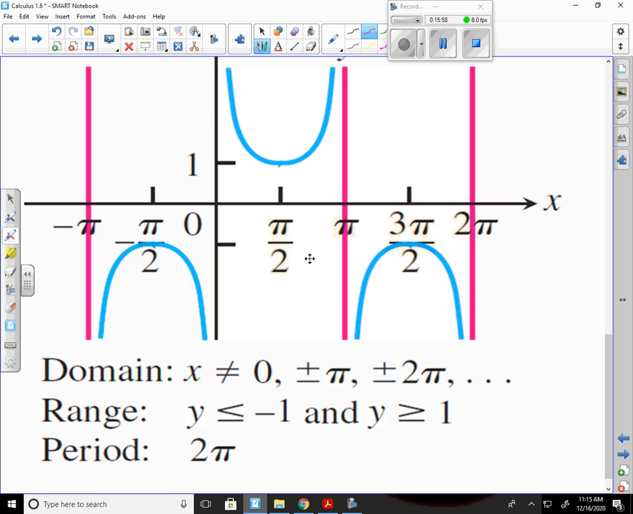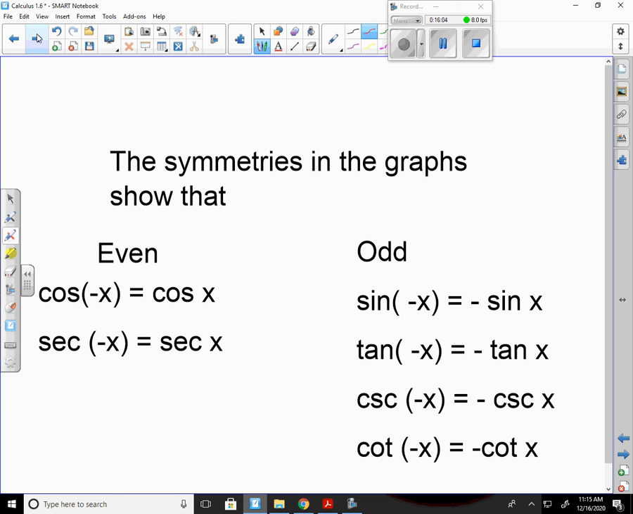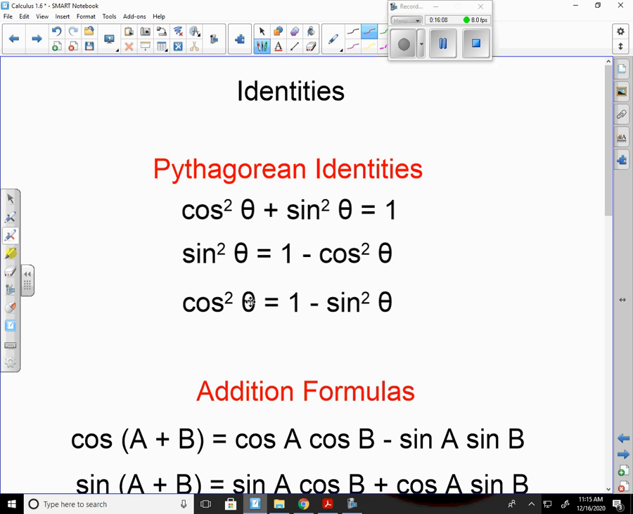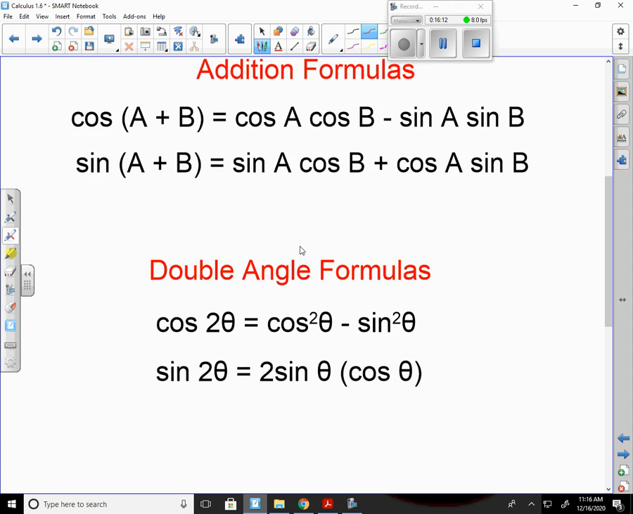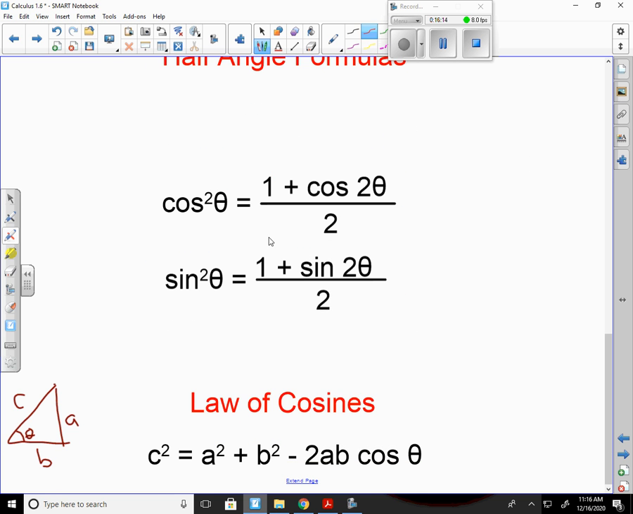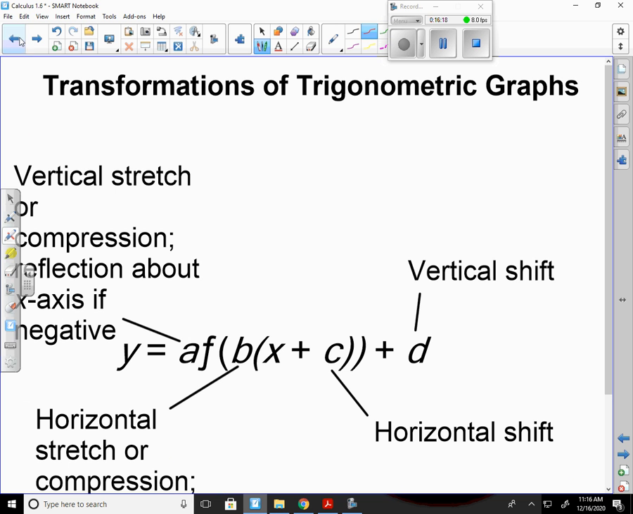All right, well, that is basically it for today. We are going to move on tomorrow and start looking at some of these symmetries, Pythagorean identities, which we've seen some of these already. And I will give you a list of your identities. I think you have it already, but I'll make sure that it's still on the page. And then we're going to start looking at shifting these graphs and doing transformations to it as well.